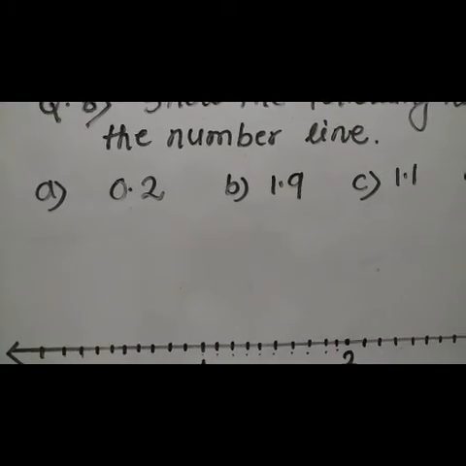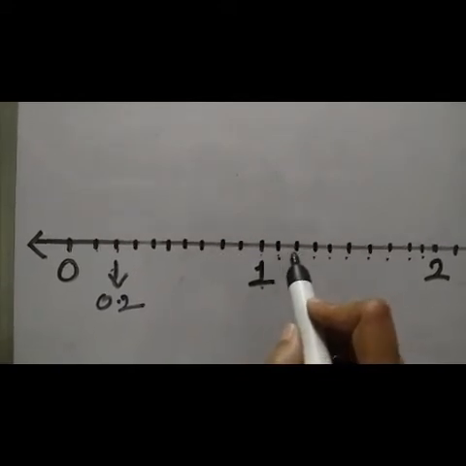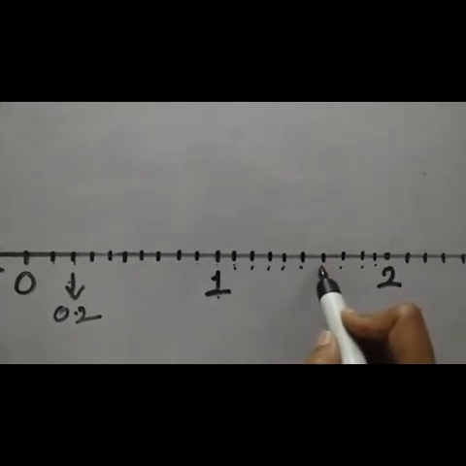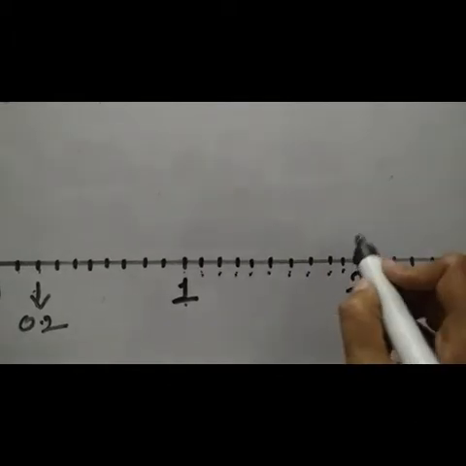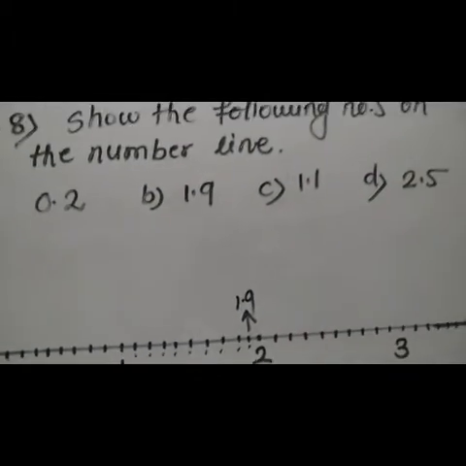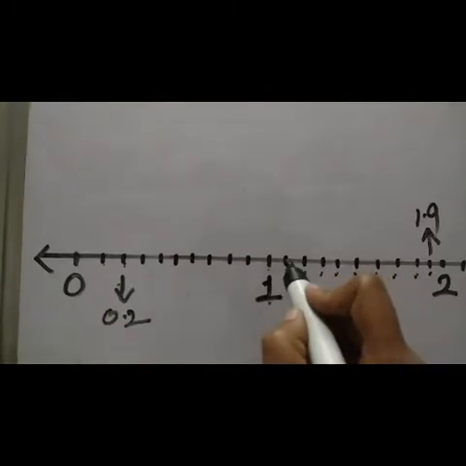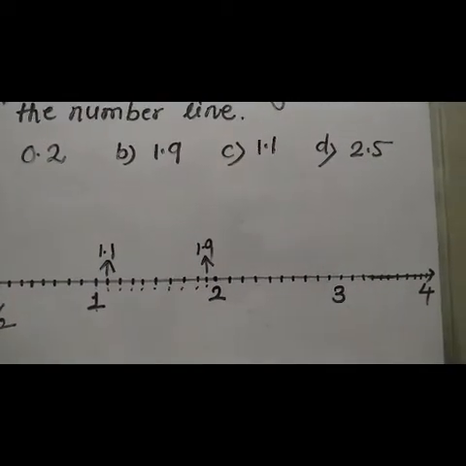The next decimal number is 1.9. Now where can we show 1.9? See, this is 1. This will represent 1.1. This is 1.2, 1.3, 1.4, 1.5, 1.6, 1.7, 1.8. And this line will represent 1.9, just before 2. Next number is 1.1. Where can you show 1.1? Here. The line just after 1. This will represent 1.1.